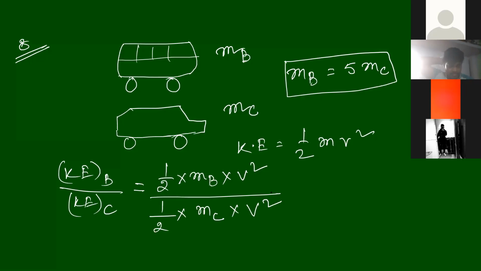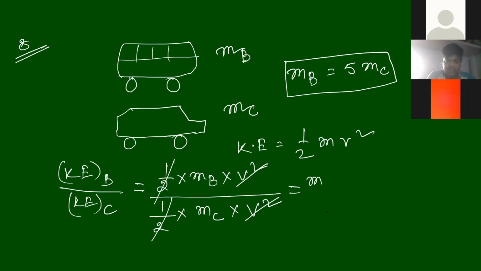Now, in the case of velocity of bus and velocity of car, I have just written only v. Why have I written only v? Because the velocity of the car and the bus are equal. So that's why I have written only v here. So they will be eliminated. The half will be eliminated, right? So the kinetic energy of bus divided by kinetic energy of car is equal to mb divided by mc, where mb is the mass of bus divided by mc, the mass of car.